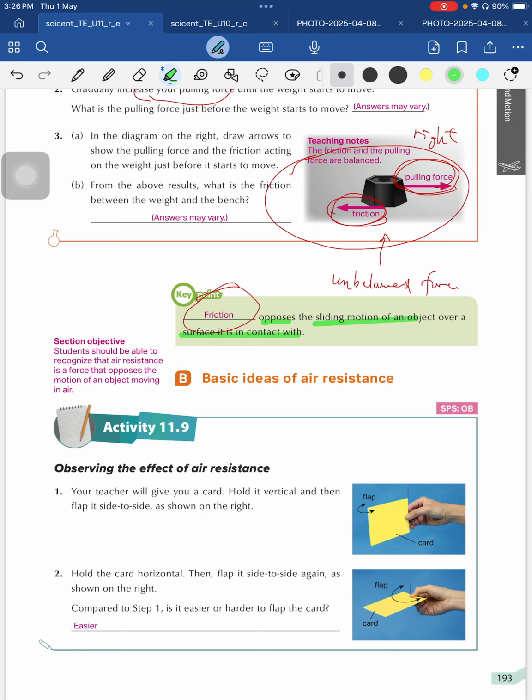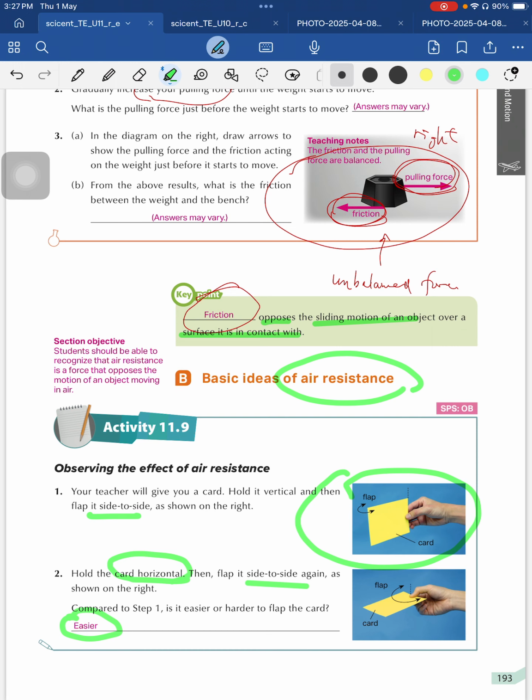Part of this section is about air resistance. So, what is the idea of air resistance? Let's focus on activity 11.9. If you use a simple paper card or A4 paper and hold it vertically and try to flap it side to side, just like in this diagram, you find it's hard to move the card. However, if we change the position of the card and make it horizontal, and then try to flap it side to side again, it is much easier to flap the card.